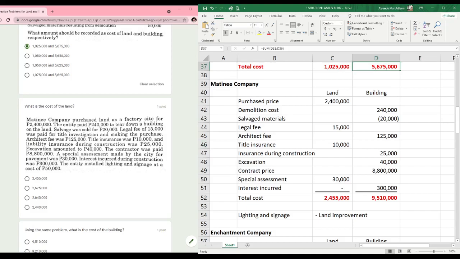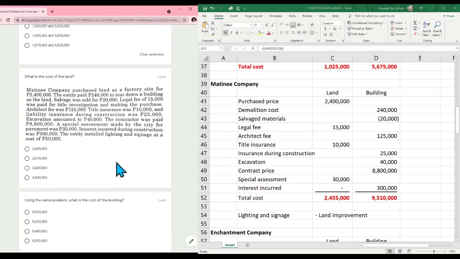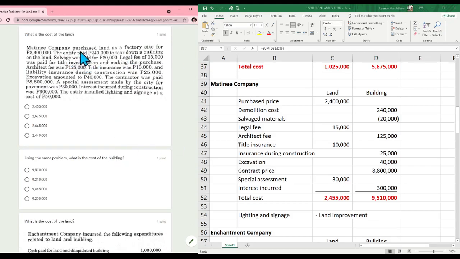The question is, what is the cost of the land and what is the cost of the building? Matini Company purchased land as a factory site for 2,400,000. The entity paid 240,000 to tear down a building on the land. Salvage was sold for 20,000. Legal fee of 15,000 was paid for title investigation and making the purchase. Architect fee was 125,000. Title insurance was 10,000 and liability insurance during construction was 25,000. Excavation 40,000. Contractor was paid 8,800,000. Special assessment made by the city 30,000. Interest incurred during construction 300,000 and the entity installed lighting and signage 50,000 pesos. Now, how much is the land and how much is the building?